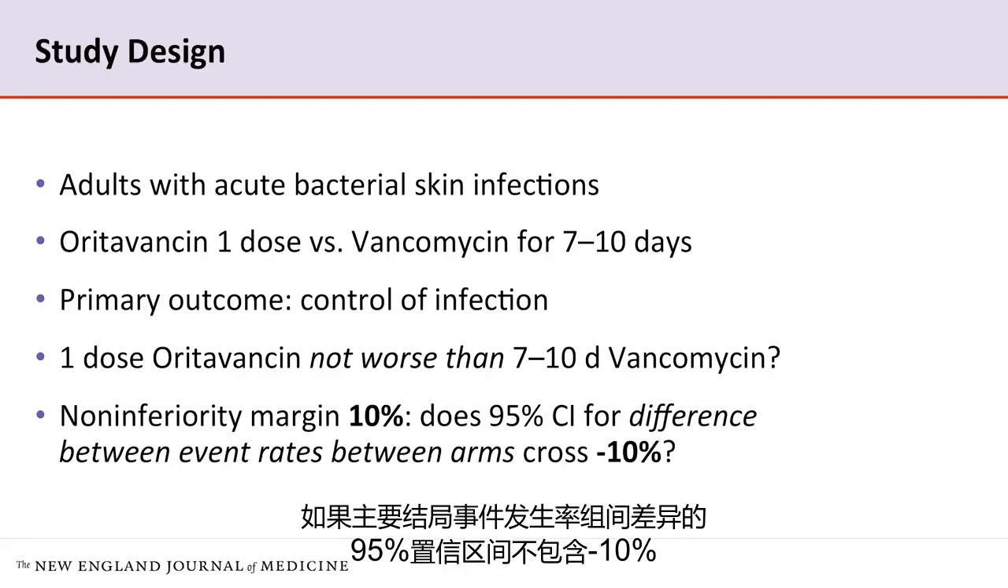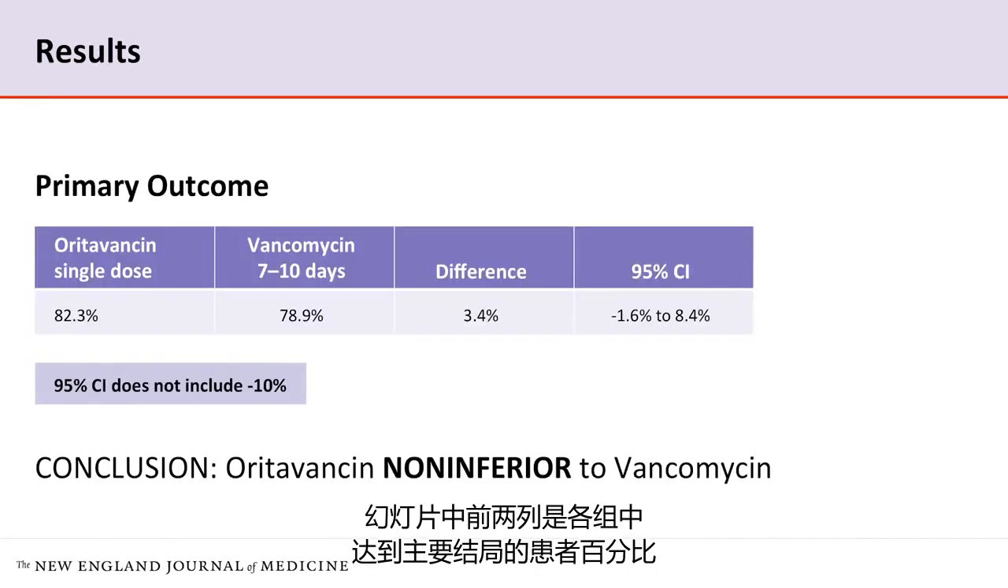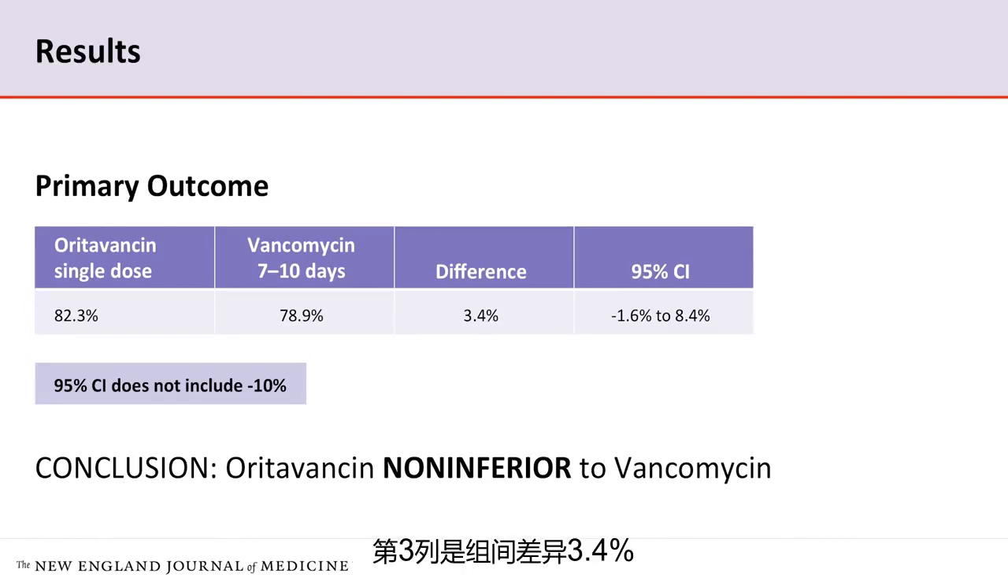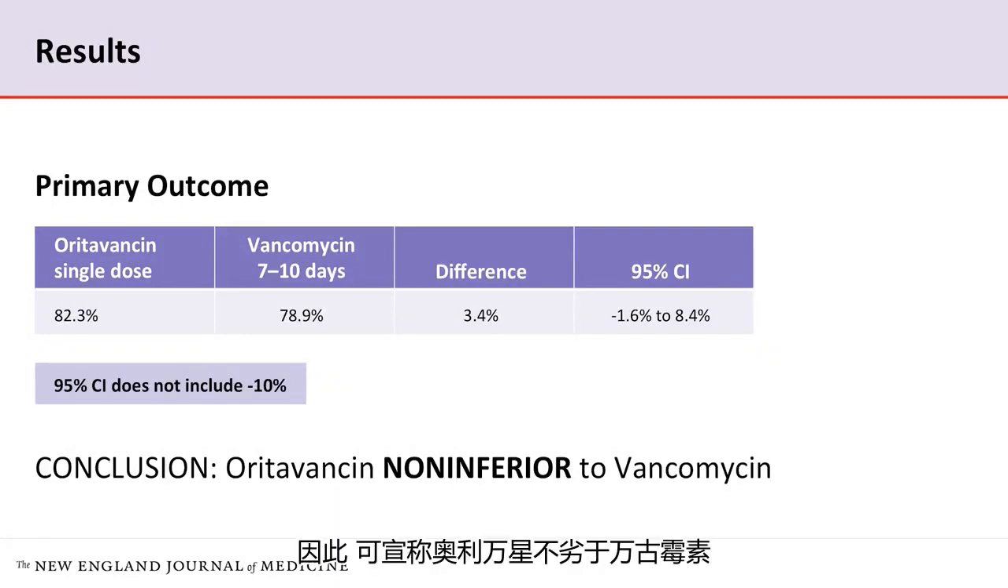Non-inferiority would be declared if the confidence interval around the difference for the primary outcome event rates between the groups does not cross negative 10%. On this slide, the first 2 columns show the percentage of patients achieving the primary outcome in each arm. The third column shows the difference between the groups of 3.4%. The final column shows the 95% confidence interval for this difference, which does not cross negative 10%. Therefore, iridovancin was declared non-inferior to vancomycin.